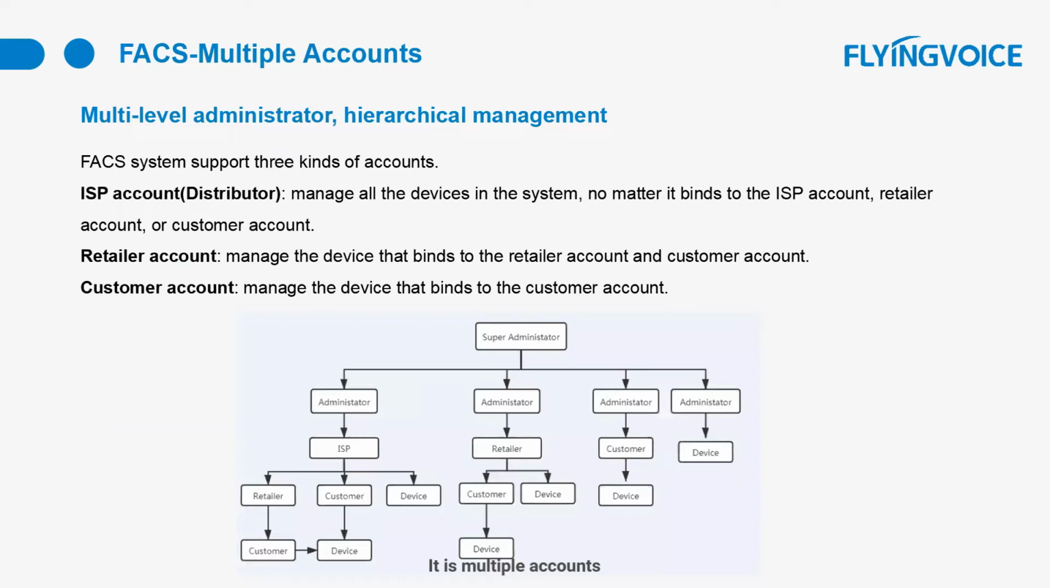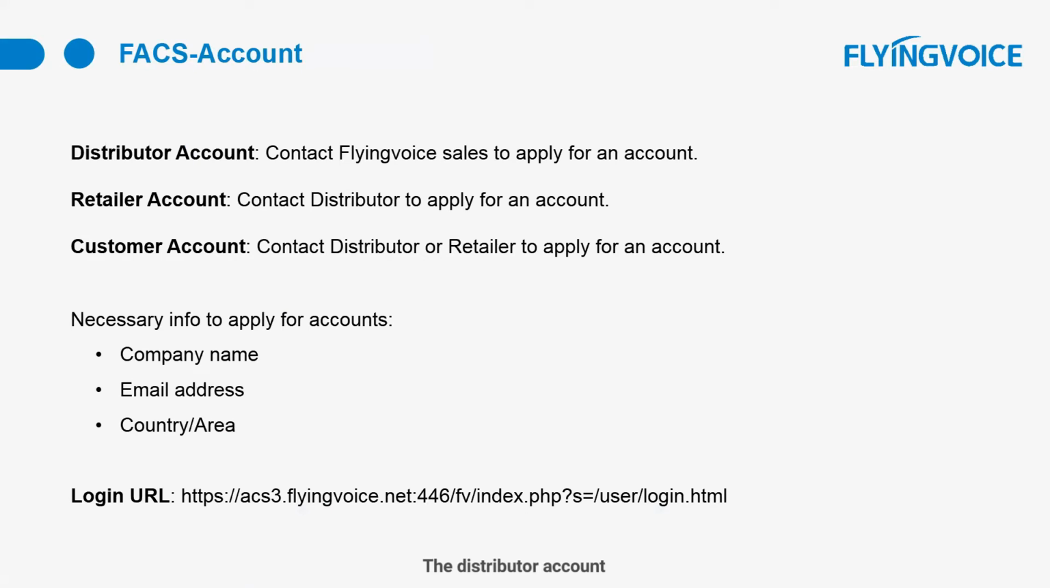And these are the FSS multiple accounts. The FSS system supports 3 kinds of accounts: the ISP account, which means distributor or retailer account, and customer account. For a distributor account, you can contact Flyingvoice sales to apply for an account. For a retailer account, you can contact a distributor to apply. And for a customer account, you can contact a distributor or retailer to apply for it.